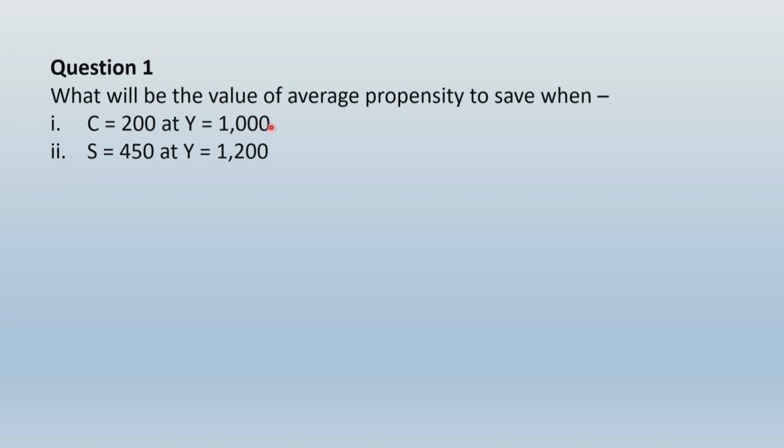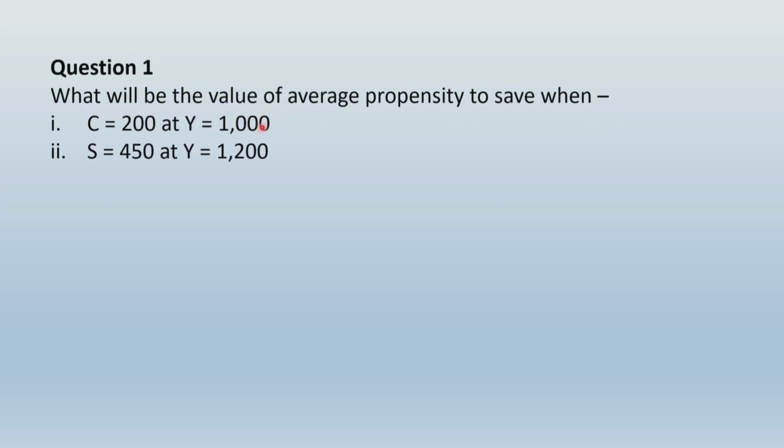First of all, you should be crystal clear with the meaning of these variables. C stands for consumption and Y stands for income. So in the first case, they have informed you consumption and income. If consumption is 200 and income is 1000, it is obvious that savings will be how much? Income minus consumption, that will be 1000 minus 200, that is 800. So 800 will be your total savings and your total income is 1000.